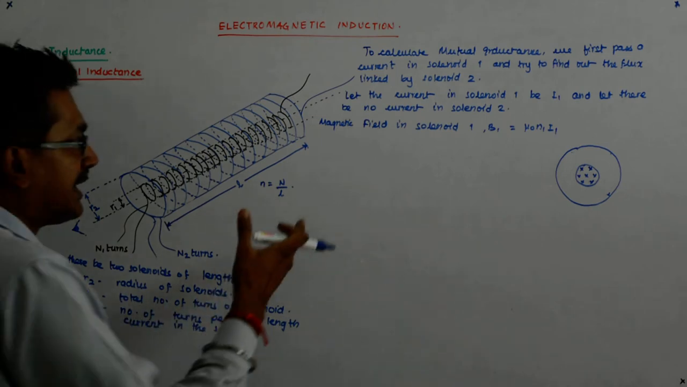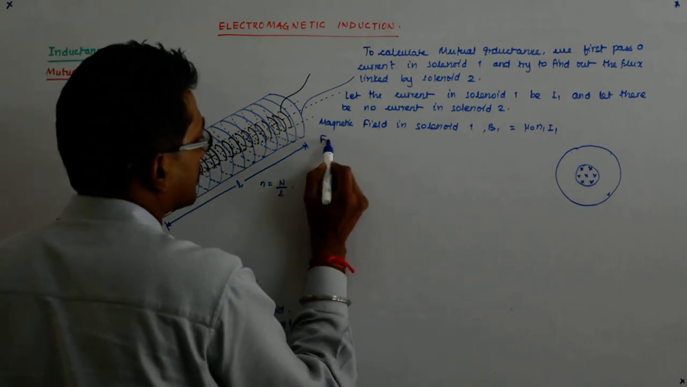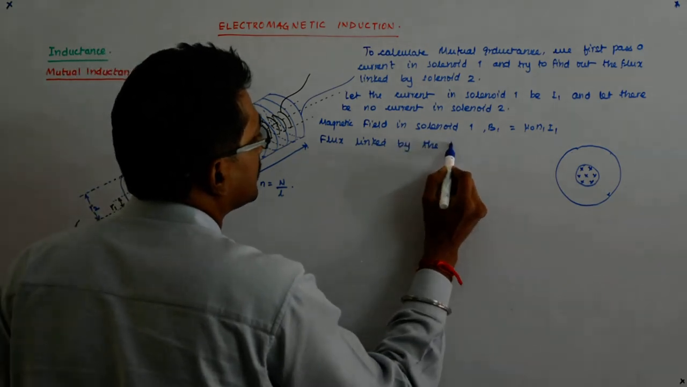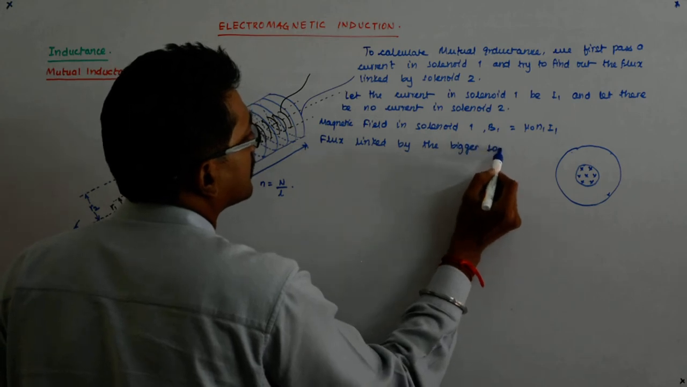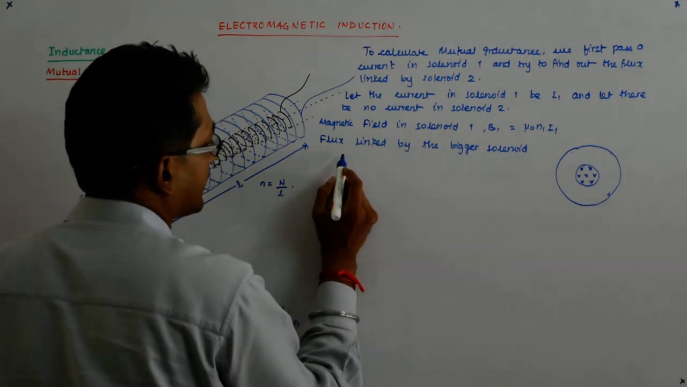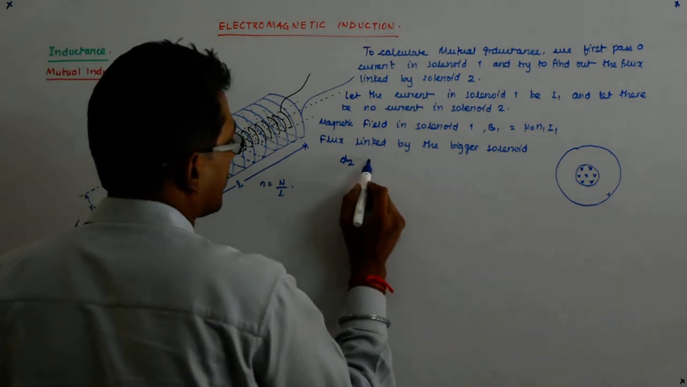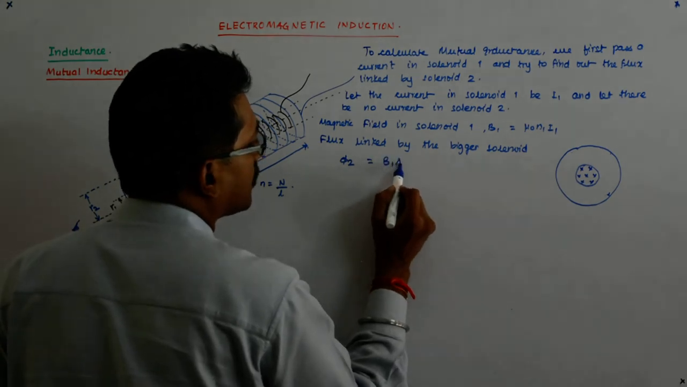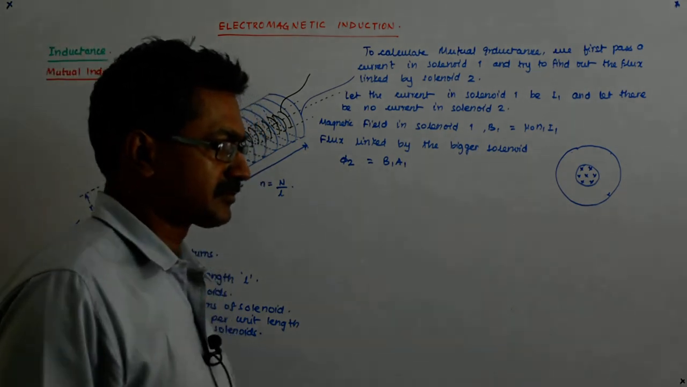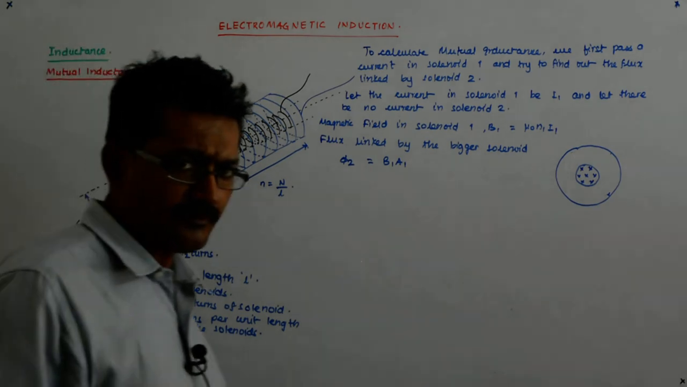Now, what is the flux linked by the bigger one? Flux linked by the bigger solenoid is equal to, that is phi 2, right? That is circuit number 2. So phi 2 is equal to B1 into A1, is it not? Why? B1 multiplied by A1 or A2, what will it be? A1, why?